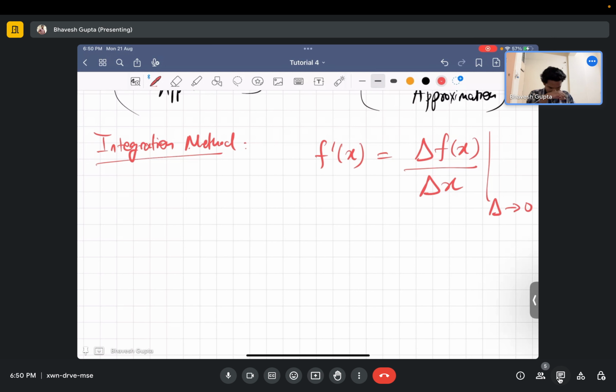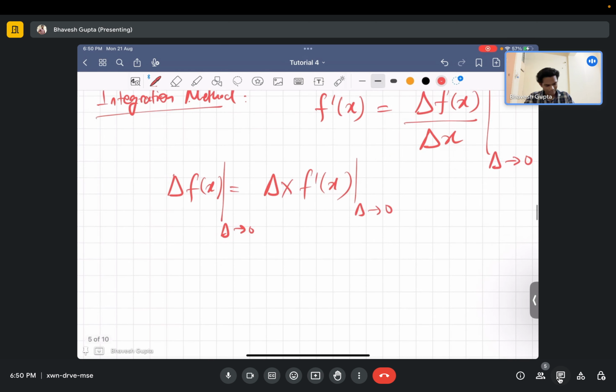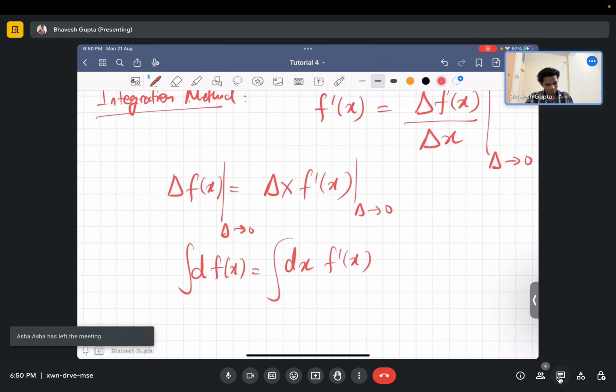So what I'll do, I just calculate this small delta f(x), which can be written as delta x times f dash of x. But here they are very close to 0, right? So basically I can write this as d of f(x), this is d of x, this is f prime x. Then I can add them through integration.